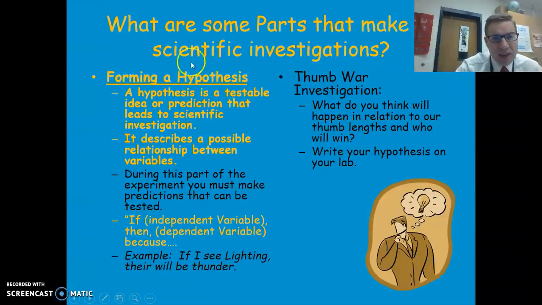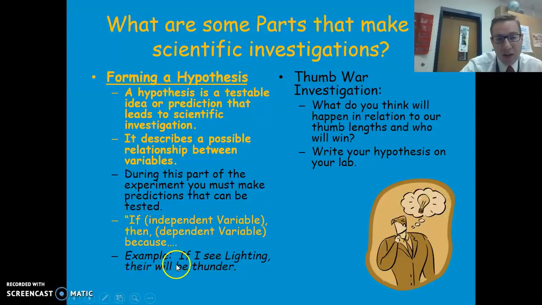The second part would be forming a hypothesis. Everyone has a prediction. A hypothesis is a testable idea or prediction that leads to scientific investigation. It's going to describe a possible relationship between variables. So during this part, you're going to make predictions. It has to always be written as: if, and then your independent variable, then, and then your dependent variable, and then give me a reason, because. Everything in yellow needs to be written down in your notes underneath hypothesis.